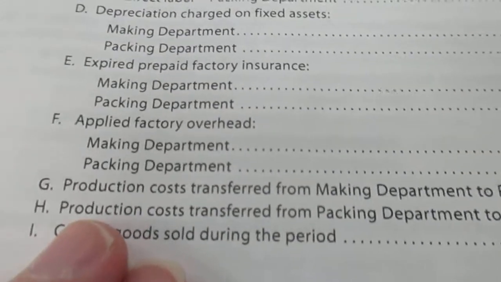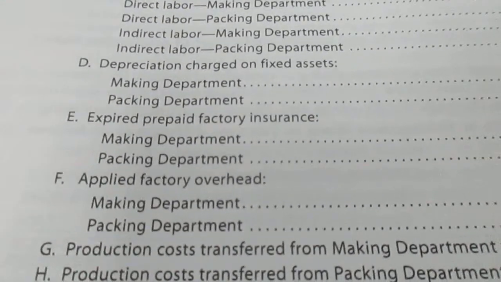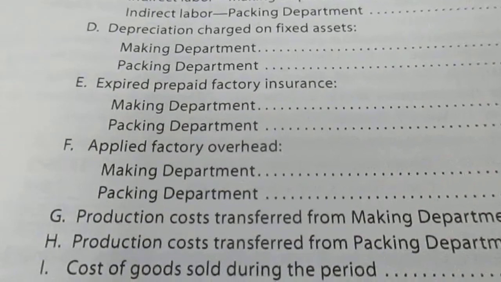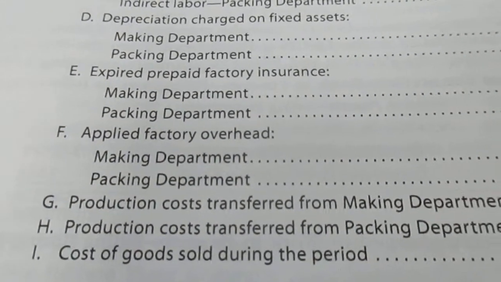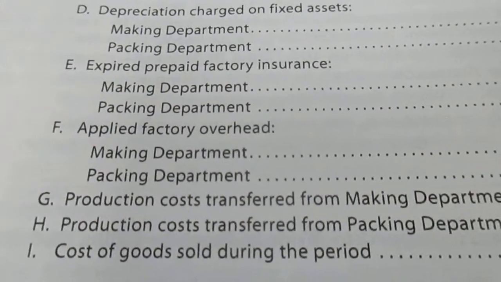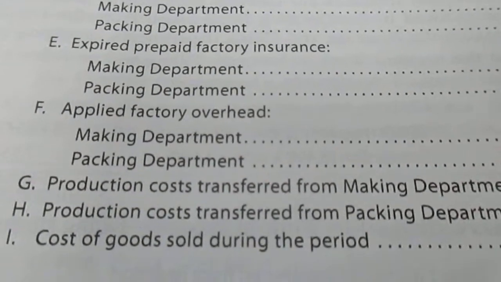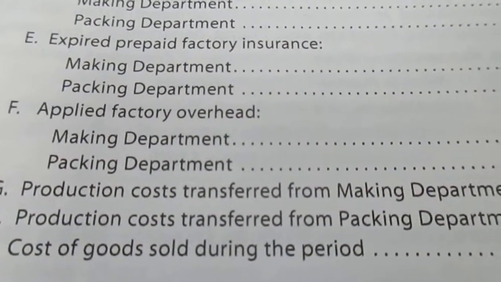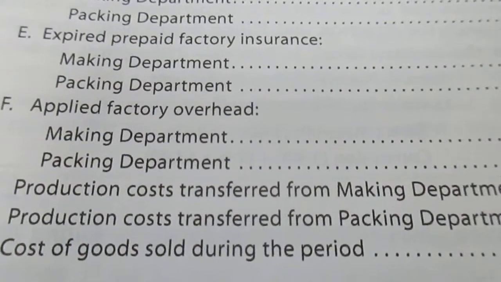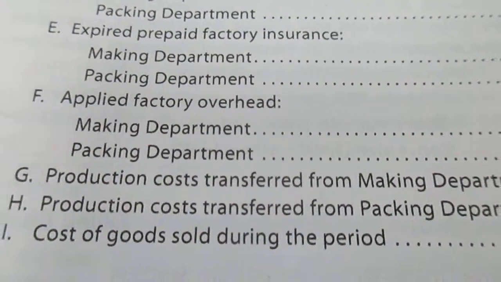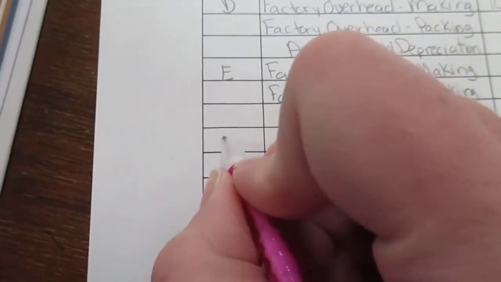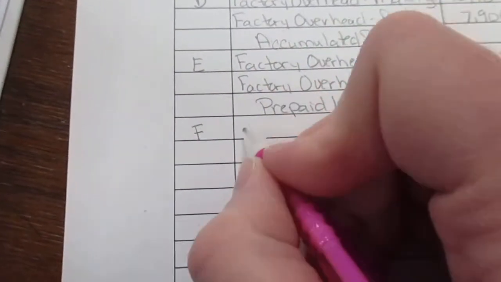Okay, letter F talks about applied factory overhead. Now, if you remember in the chapter, in the PowerPoint, we talked about over-applying and under-applying, okay? This doesn't exactly tell us whether it was over-applied or under-applied. So we are just going to make the assumption that we need to debit our work in process and credit our factory overhead, okay? So letter F is going to be a 4-line entry.